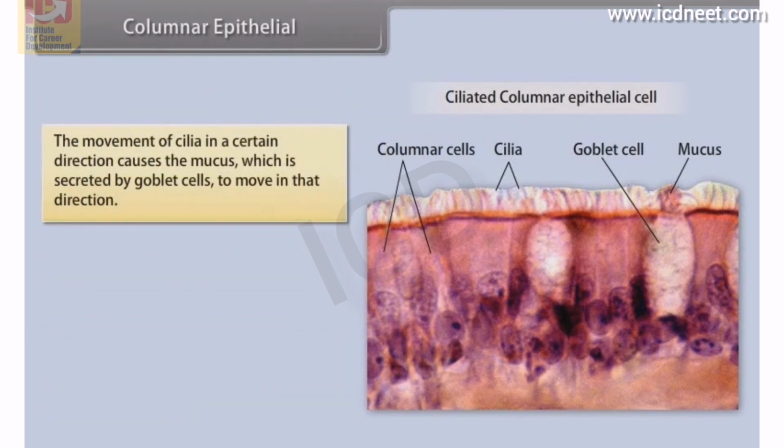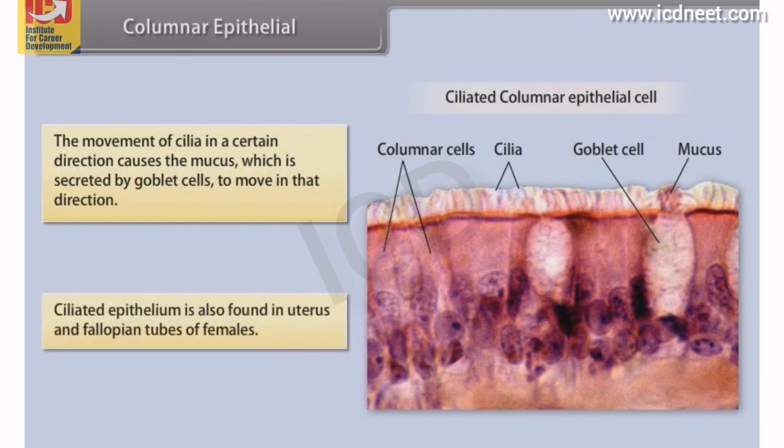The movement of cilia in a certain direction causes the mucus, which is secreted by goblet cells, to move in that direction. Ciliated epithelium is also found in the uterus and fallopian tubes of females.